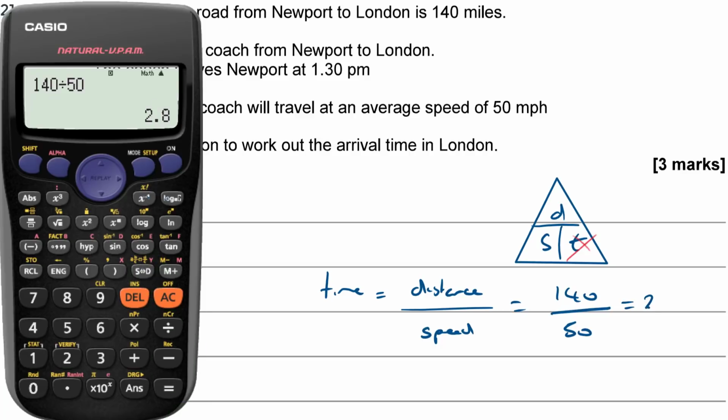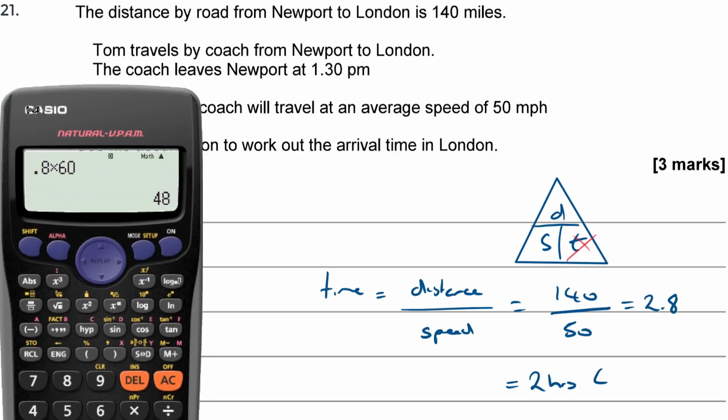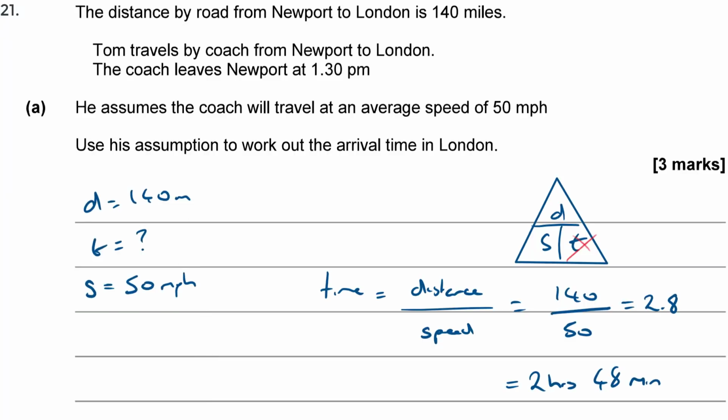Now that's a decimal number. So it's 2 hours and 0.8 of an hour. So how many minutes is 0.8 of an hour? Well, there are 60 minutes in an hour. So 0.8 of an hour, 0.8 times 60 is going to give me 48 minutes. So that is equal to 2 hours and 48 minutes.